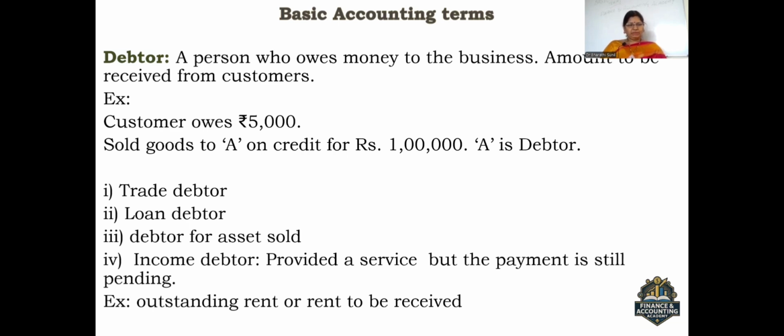Clear? Now coming to the third one, debtor for assets sold. Say for example, we are Maruti Suzuki manufacturers, right? So we are selling assets to different businesses, right? So what the business people will do, they will buy cars from us and they will pay that amount in future, right? So we gave them some time to pay the amount for particular cars, right? So in this aspect, whoever are purchasing cars from us, they are called debtors for assets sold. Income debtor.